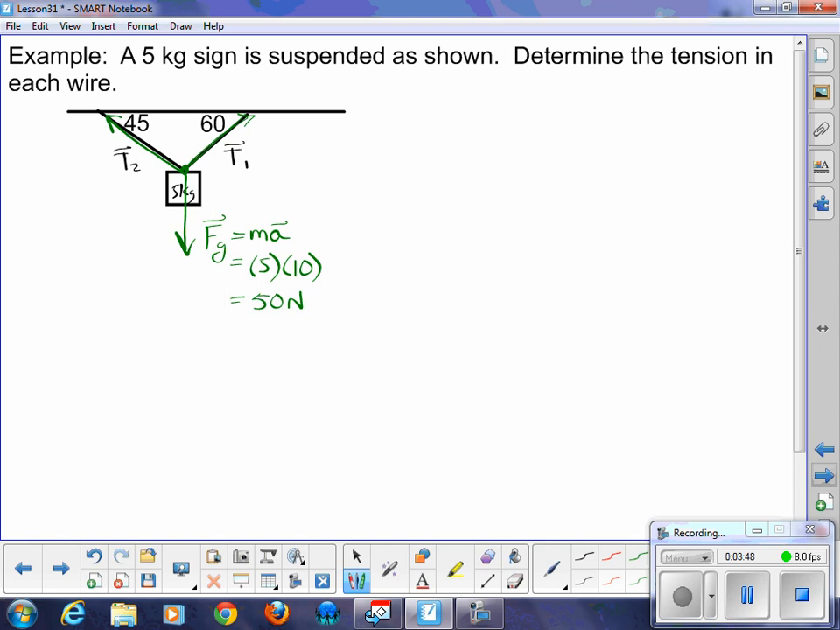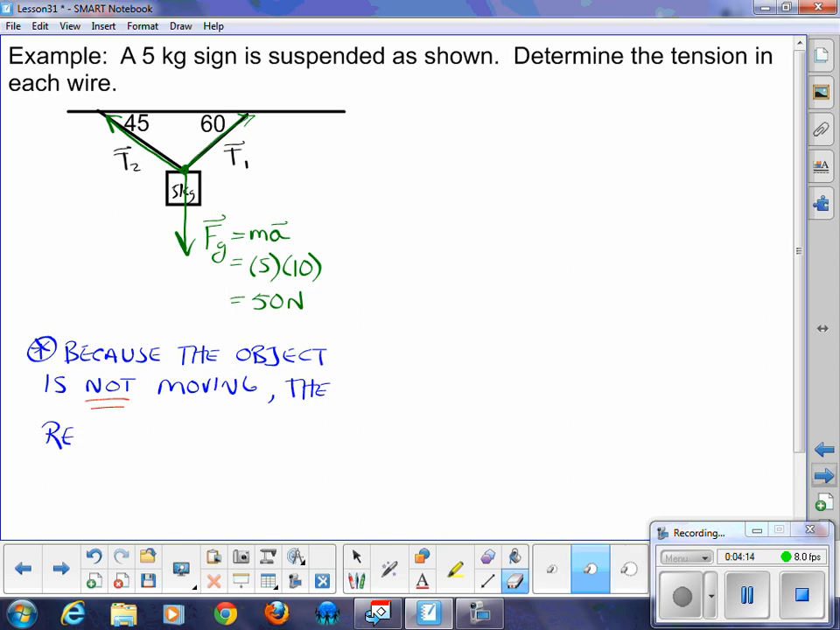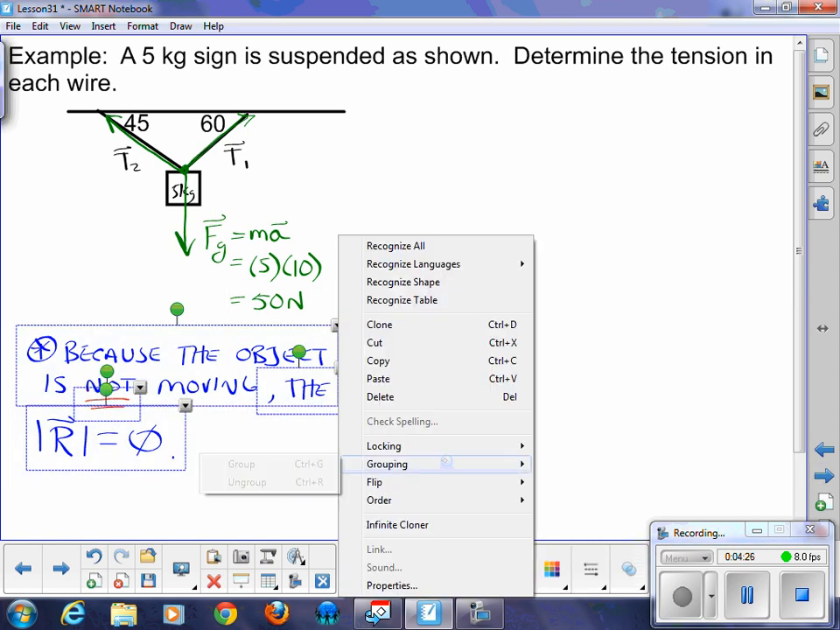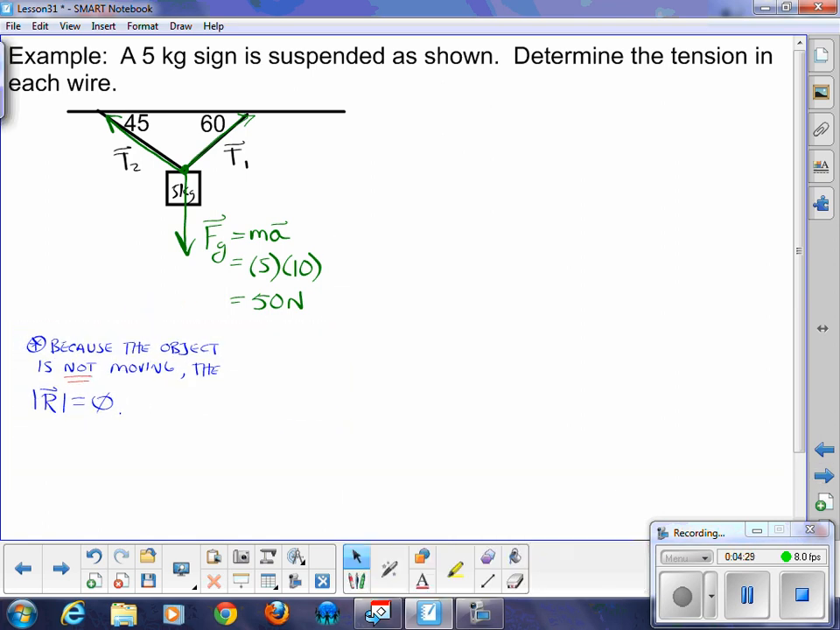Now, because the object is stationary, I'm going to add a couple of notes in here. Because the object is not moving, and hopefully most signs are like that, since falling signs are not a good thing, the resultant will equal 0. So the magnitude of our resultant will be 0. That means those three vectors, when we add them up, will equal 0. In terms of algebra, we know it's going to equal 0, so it works out fine.